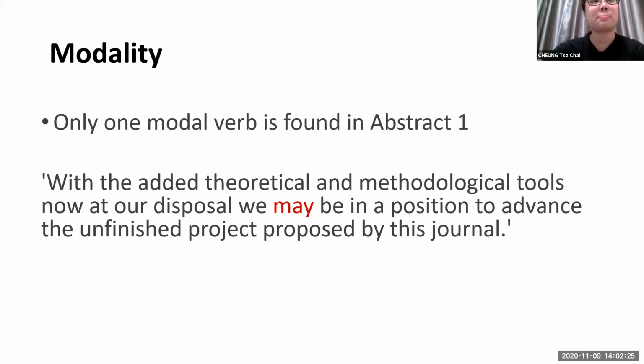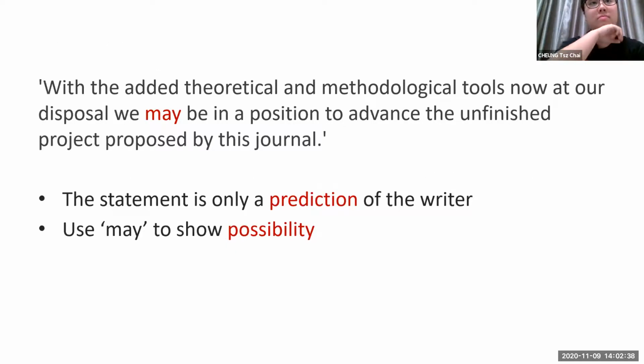When it comes to modality, we can only find one modal verb in the abstract. It says, we may be in the position to advance the unfinished project proposed by this journal. Because the statement is only the prediction of the writer, he is not 100% sure whether the theoretical and methodological tools will help to advance the unfinished project or not, though it has a chance to be true. Therefore here, the writer used the modal verb may to express possibility in his statement instead of saying, we are in the position to advance the unfinished project proposed by this journal, which sounds stronger and more firm in tone.